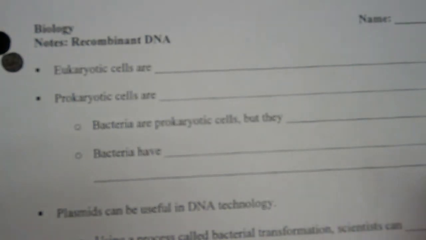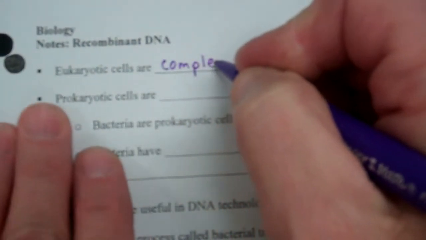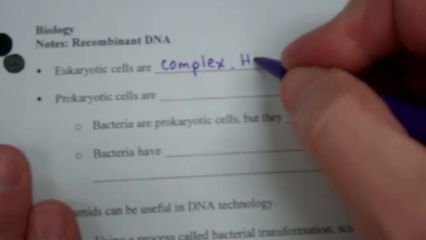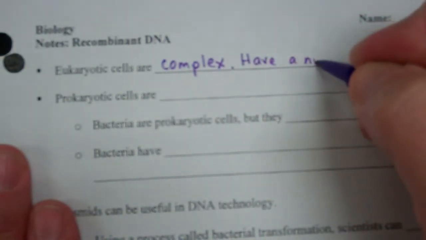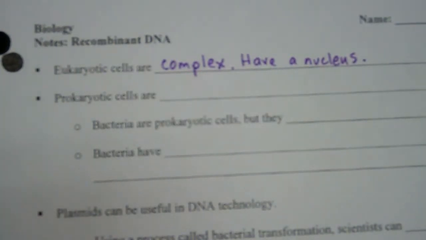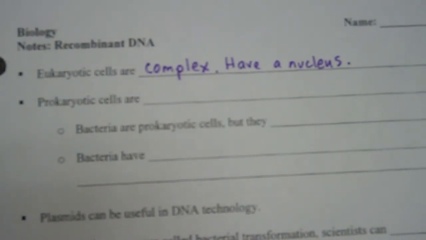Eukaryotic cells. Eukaryotic cells are complex. And what makes them complex is that they have a nucleus. They have many other organelles too, but the nucleus is kind of the key here. It's like a container for the DNA, for the chromosomes. Your cells are eukaryotic cells. Plant cells are eukaryotic cells.